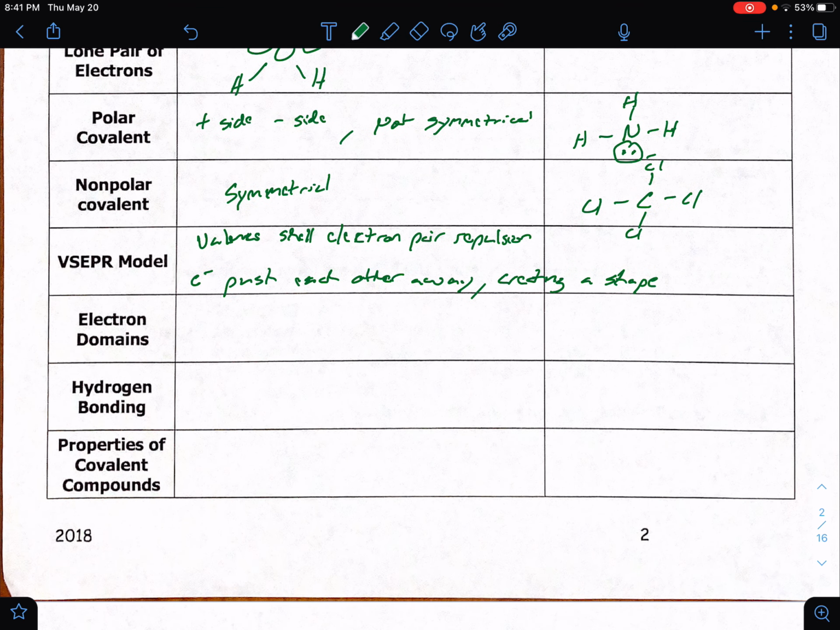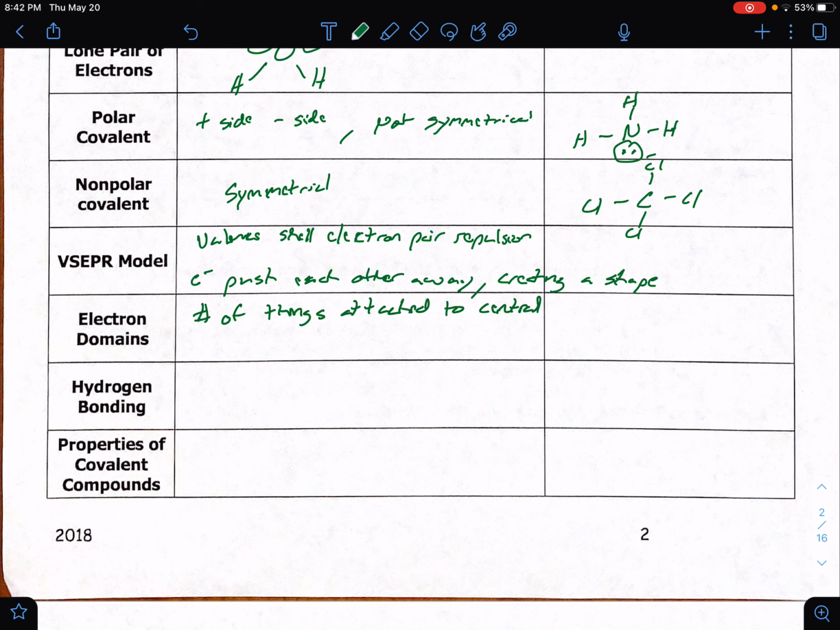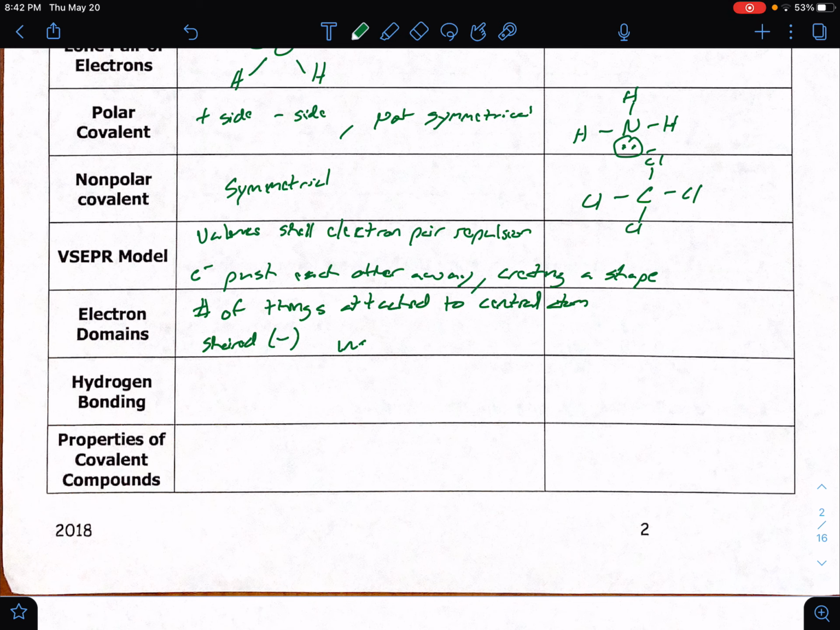Electron domains, this is basically the number of things attached to the central atom. So this could be a shared pair of electrons, which would be like a line, or an unshared pair. So this would be like your 2 dots. Okay, so those both count as a domain.